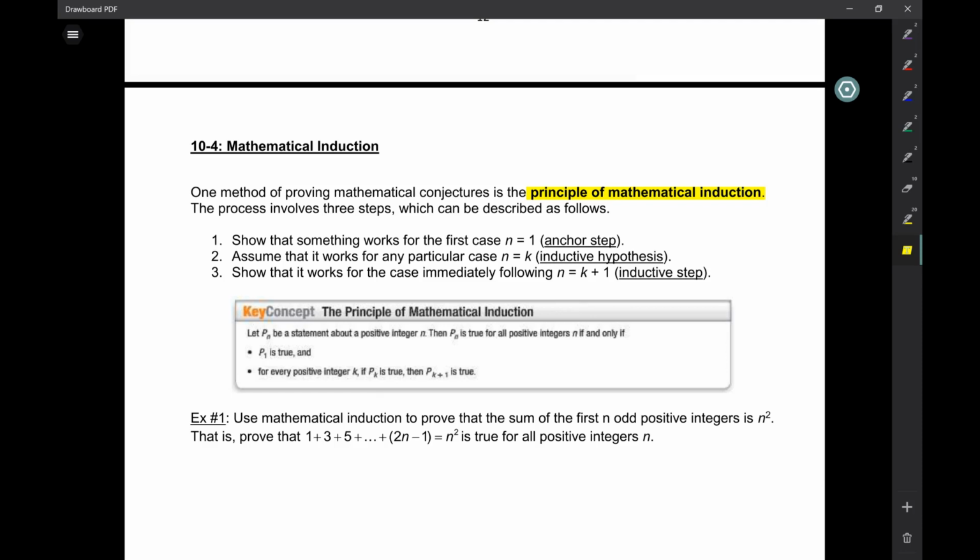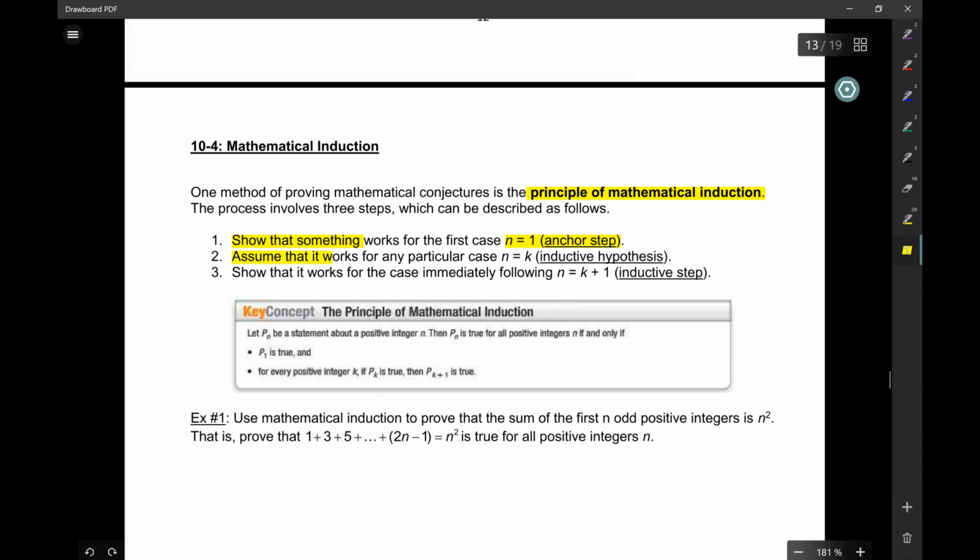So like I said, for example, for all positive integers, x squared is also a positive integer. Now that's a very basic example, but it's something like that you have to prove. Okay, so the process has 3 steps. The first one is show that something works for the first case, n equals 1. This is called the anchor step, okay?